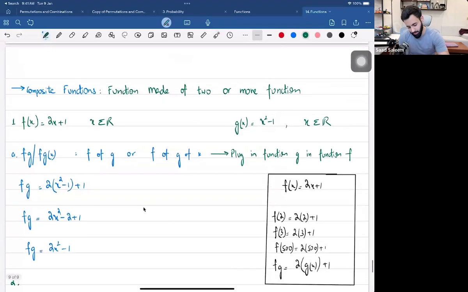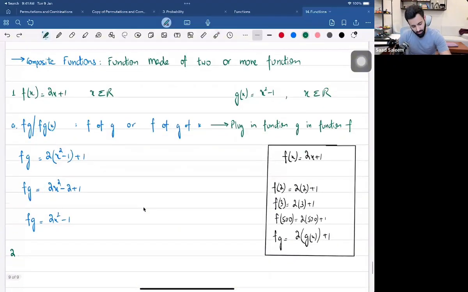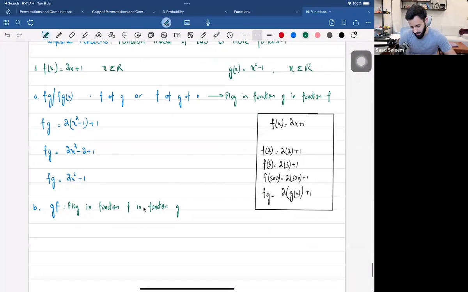So let's say this was part A. Now let's say there's part B, which is not FG, but it's GF. So what are we going to do over here? Here we're going to plug in function F in function G. Okay, so let's do that.